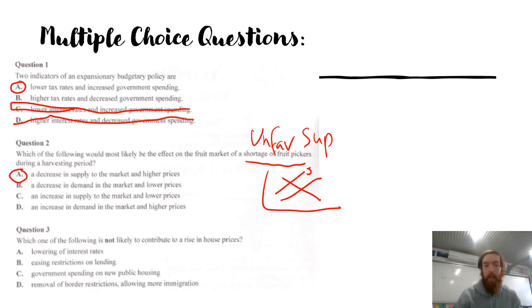Which of the following is not likely to contribute to a rise in house prices? So the lowering of interest rates, more demand for housing, going to be increasing. Easing restrictions on lending, more borrowing, more demand for housing, increased prices. Government spending on new public housing, more supply of housing, lower prices. That's sounding good. Removal of border restrictions, allowing more immigration, that's going to create more demand, increasing house prices. So C is the answer there. So we've got A, C. Hopefully you're smashing it so far, 3 for 3.